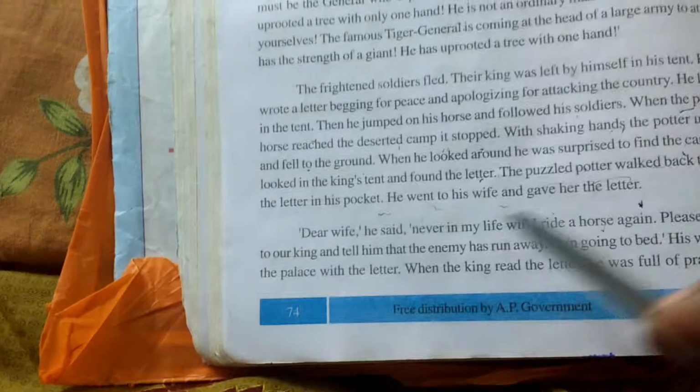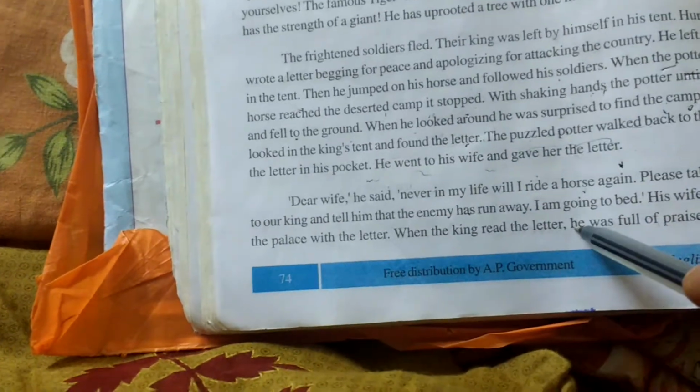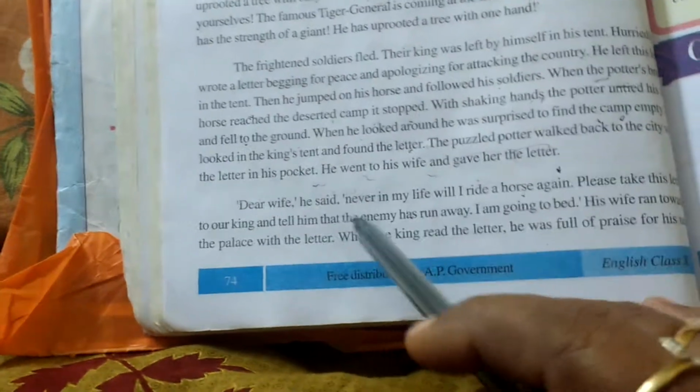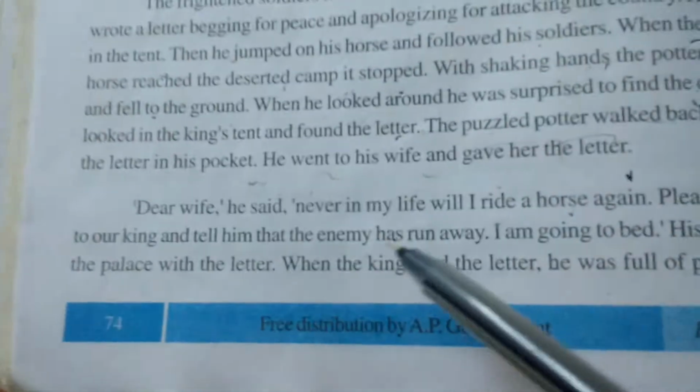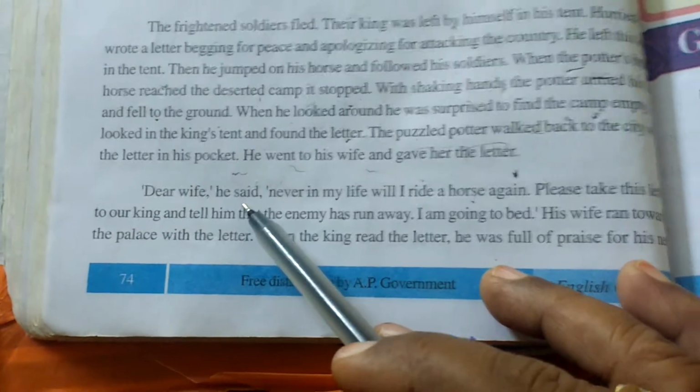He did not meet the king directly. He went to his house where the king had arranged for him, and he gave the letter to the wife. To whom did he give the letter? To his wife. Dear wife, he said. He refers to whom? The porter.